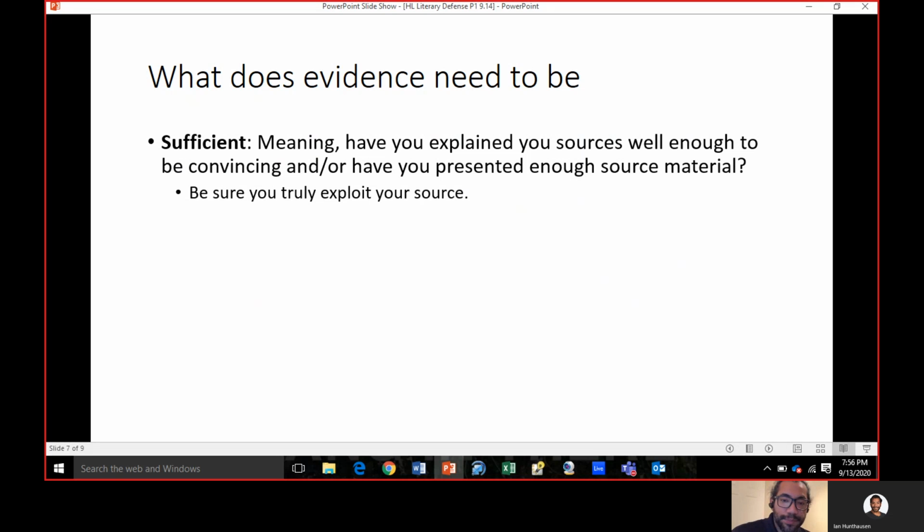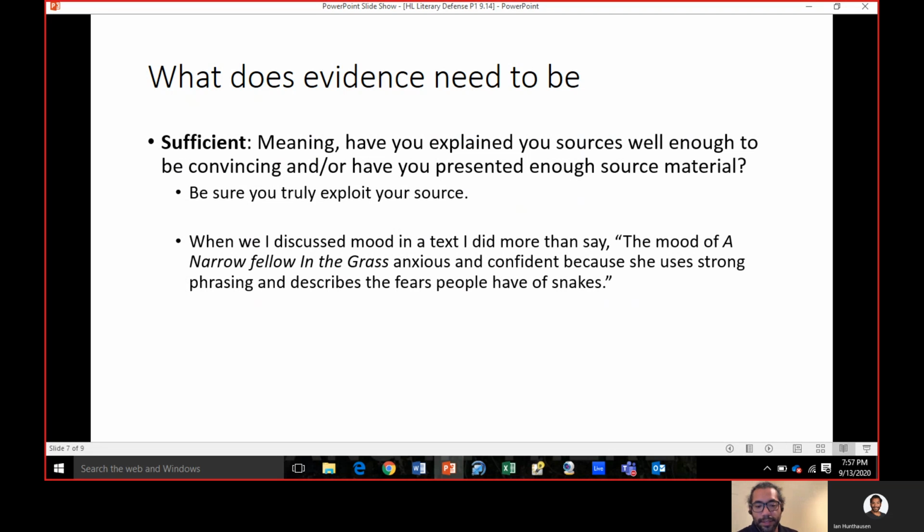So be sure to truly exploit your source. And what exploitation here means is to think of the connotations and some of the denotations. Is there symbolism tied to it? Like what's going on? Is it a metaphor for something? Then explain that metaphor. So when I discussed mood in a text, I did more than say.